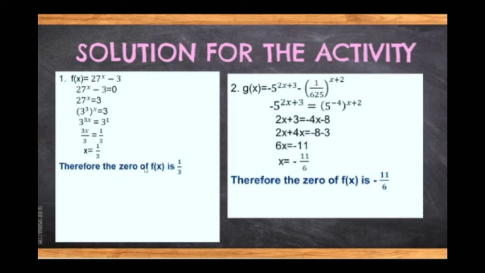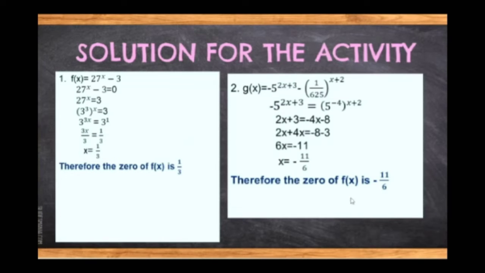Then, since the base is 3, we just need to think of a number that would make it the same base. Since the cube root of 27 is 3, we conclude that it is the missing base. 3 raised to 3x is equal to 3. Then, 3 raised to 3x is equal to 3 raised to 1. Then, cancel the same base which is 3. Then, bring down 3x is equal to 1 all over 3 to make it cancel. So, cancel 3, then x is equal to 1/3. Therefore, the zero of f of x is 1/3.